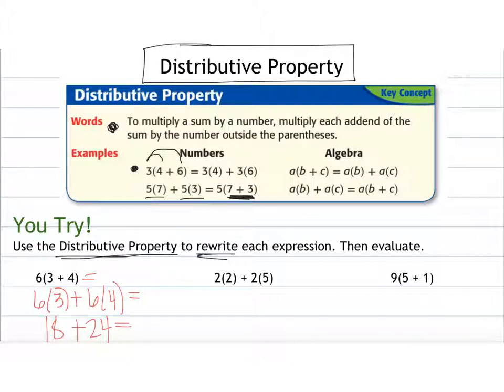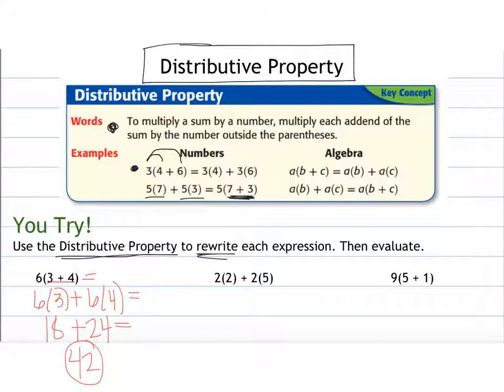24 plus 20 is 44, and then subtract 2 because 18 is less than 20 by 2, so 44 minus 2, my answer is 42. And if I were to do it with order of operations, I know 3 plus 4 is 7 times 6, and I would get 42.